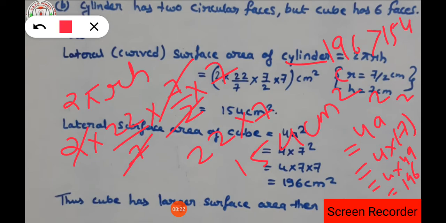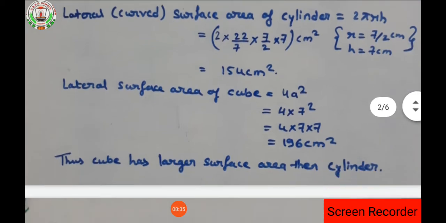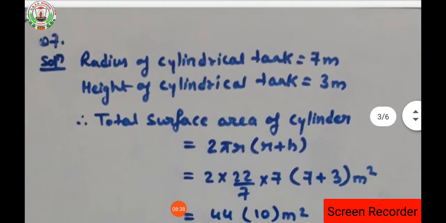So this is the area of a cube and this one is the area of a cylinder. So whose area is greater? Obviously the area of the cube is greater than the area of the cylinder. So in this way you can easily compare the two figures. Clear everyone? Now question number 7.